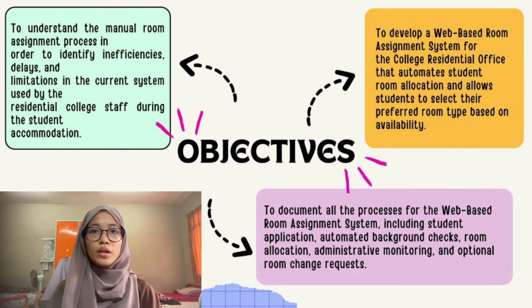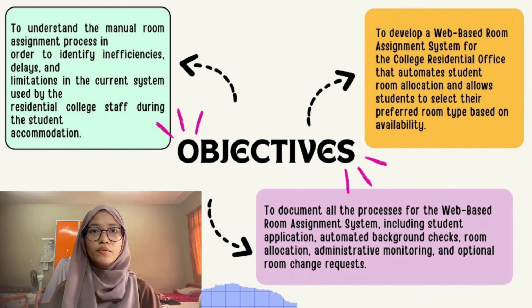This system will automate the process of student room allocation. Instead of relying on manual decisions, students will be able to view available rooms and select their preferred room type through the online system. This not only saves time but also gives students more flexibility and control over their accommodation.